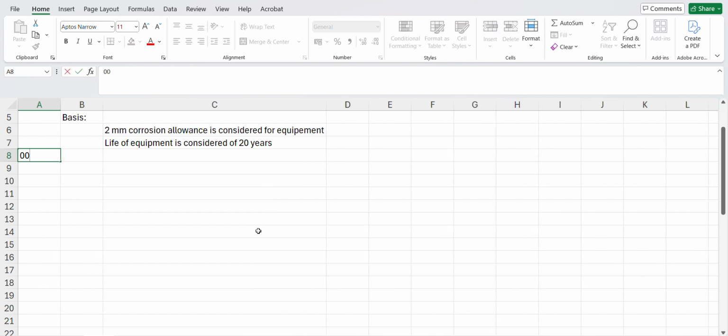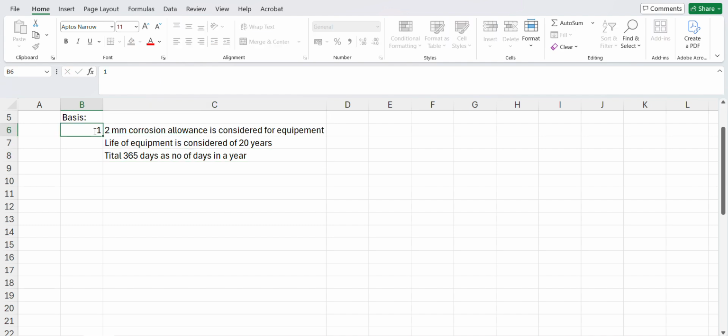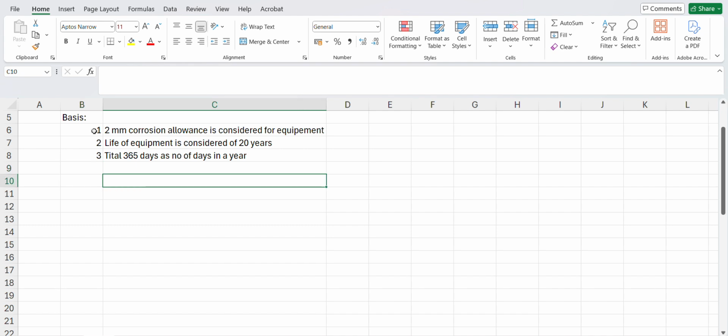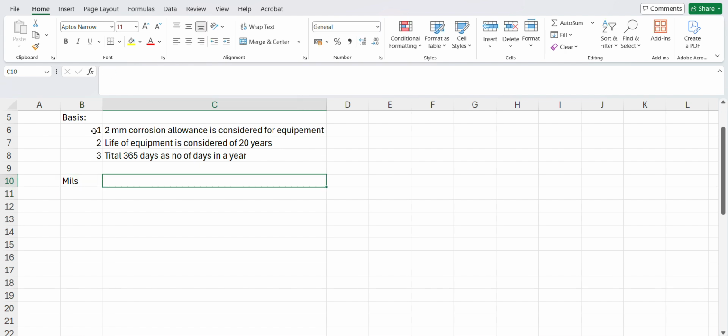Then the next is a total of 365 days as the number of days in a year. These are our assumptions, the basis for the calculation of the rate of corrosion. So now we will proceed with the actual corrosion rate calculation.